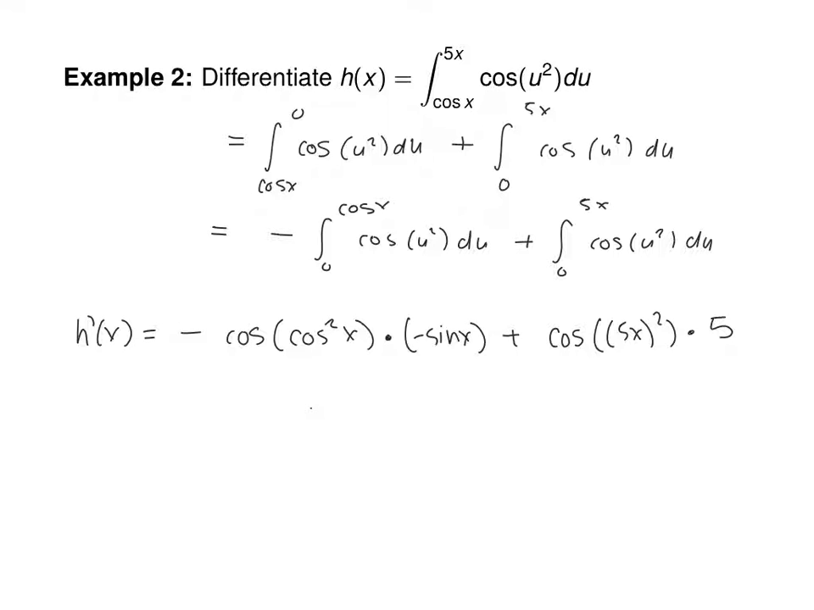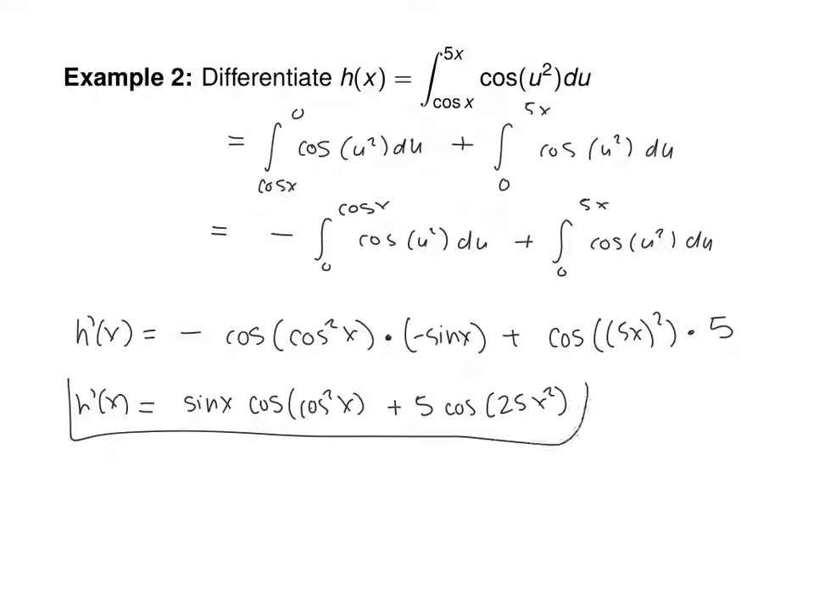Does that make sense? So that's sine x times cosine of cosine squared x plus 5 cosine of 25x squared. So that's what h prime is equal to. And that's the hardest, really, it doesn't get more complicated than that last one.